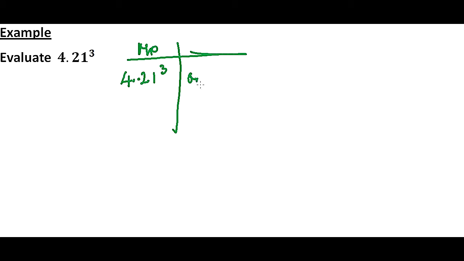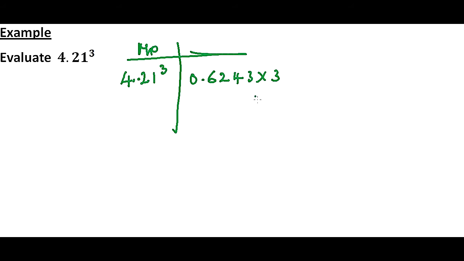So another example, evaluate 4.21 cubed. Just draw a table where we have two columns: a column of the number and a column of the logarithm. Our number is 4.21 cubed. So we get the logarithm of 4.21, which is 0.6243. Now because it is cubed, we just multiply by 3.